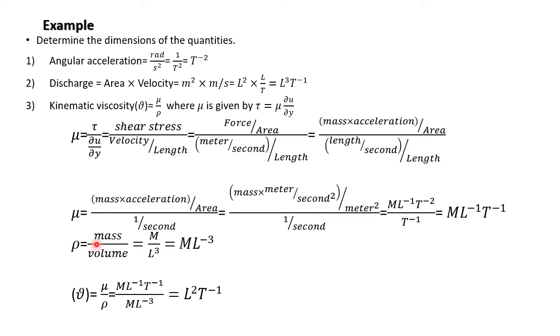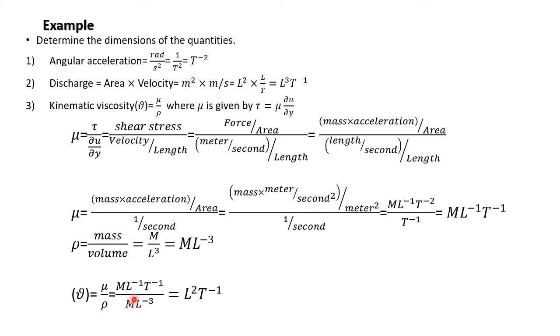Now let us find the dimension for density. Density is mass by volume. The dimension of mass is M, and the unit of volume is meter cube. What is the dimension of meter cube? It is length L cube. So I can write it as M L to the power minus 3. Now kinematic viscosity is equal to dynamic viscosity by density. So the dimension of dynamic viscosity, M L to the power minus 1 T to the power minus 1, divided by the dimension of density, M L to the power minus 3.